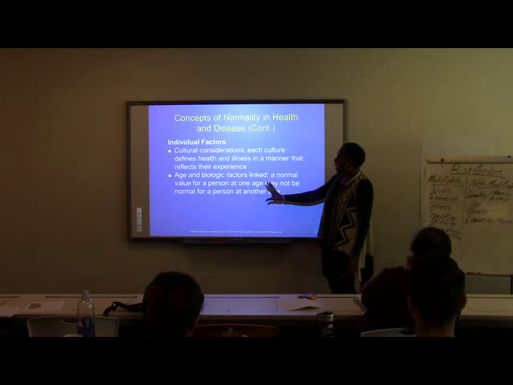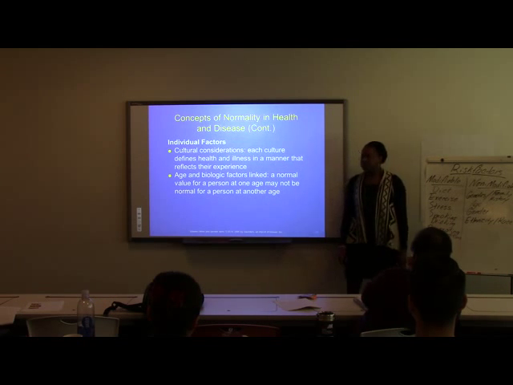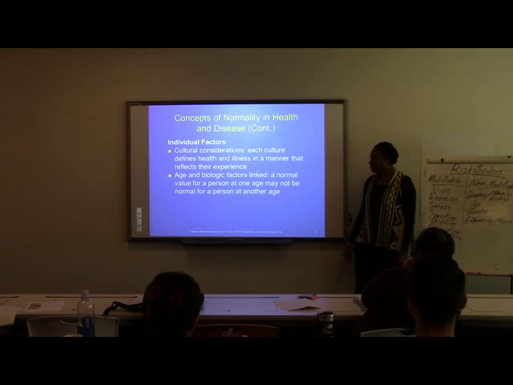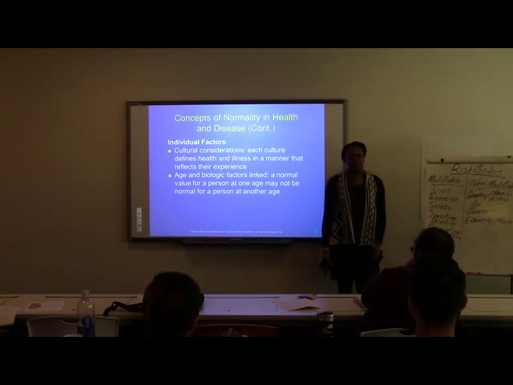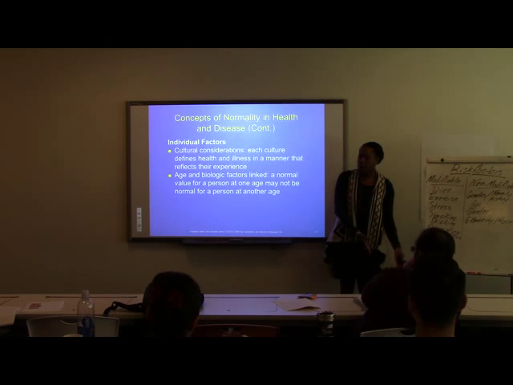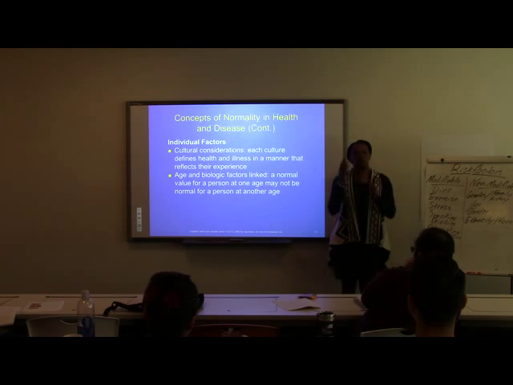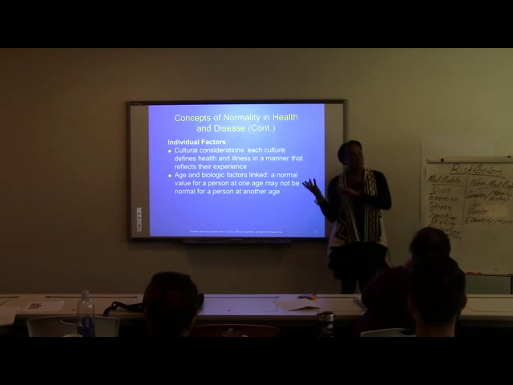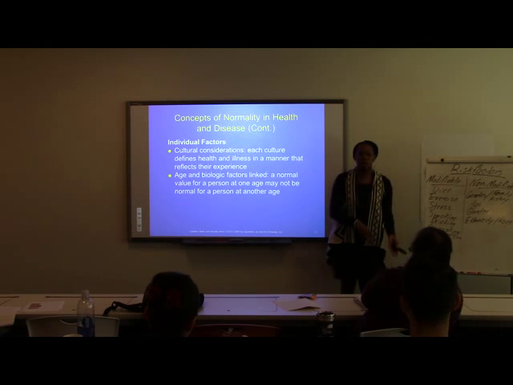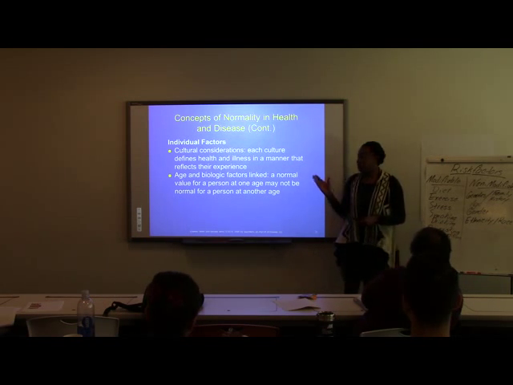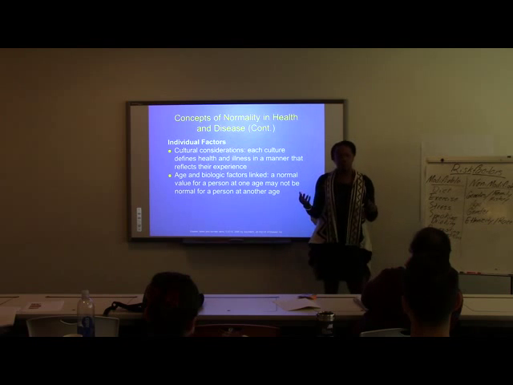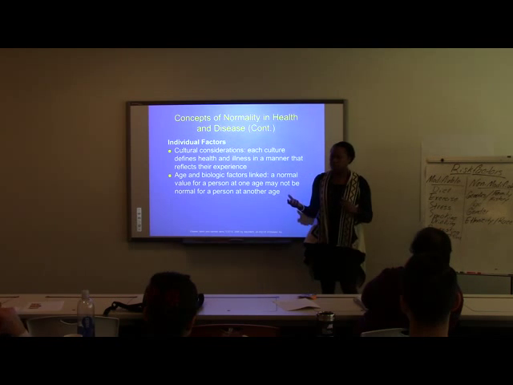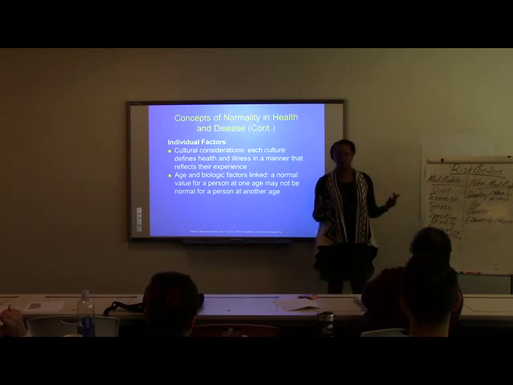Okay, age and biological factors. Believe it or not, something that may be normal at one age as a child may not be normal as an adult, and some things that are normal in an elderly person may not be normal for a child. Let's use aging as an example. What happens as we age, as we get older? What goes on? Certain things we start to lose and break down.